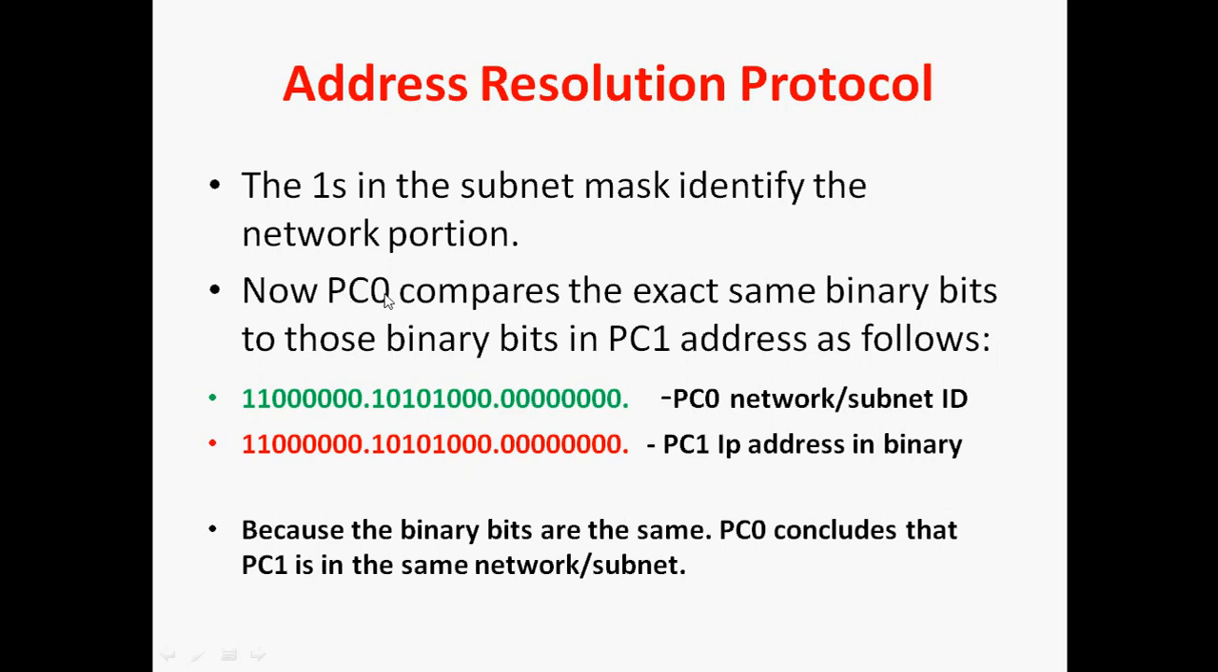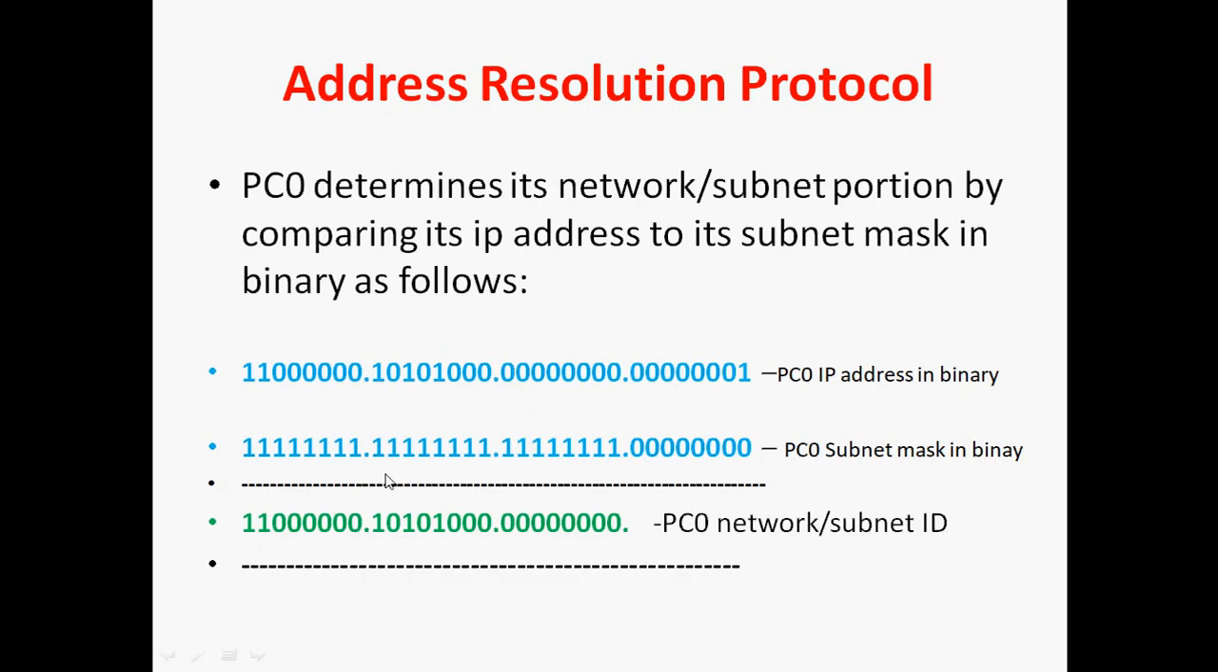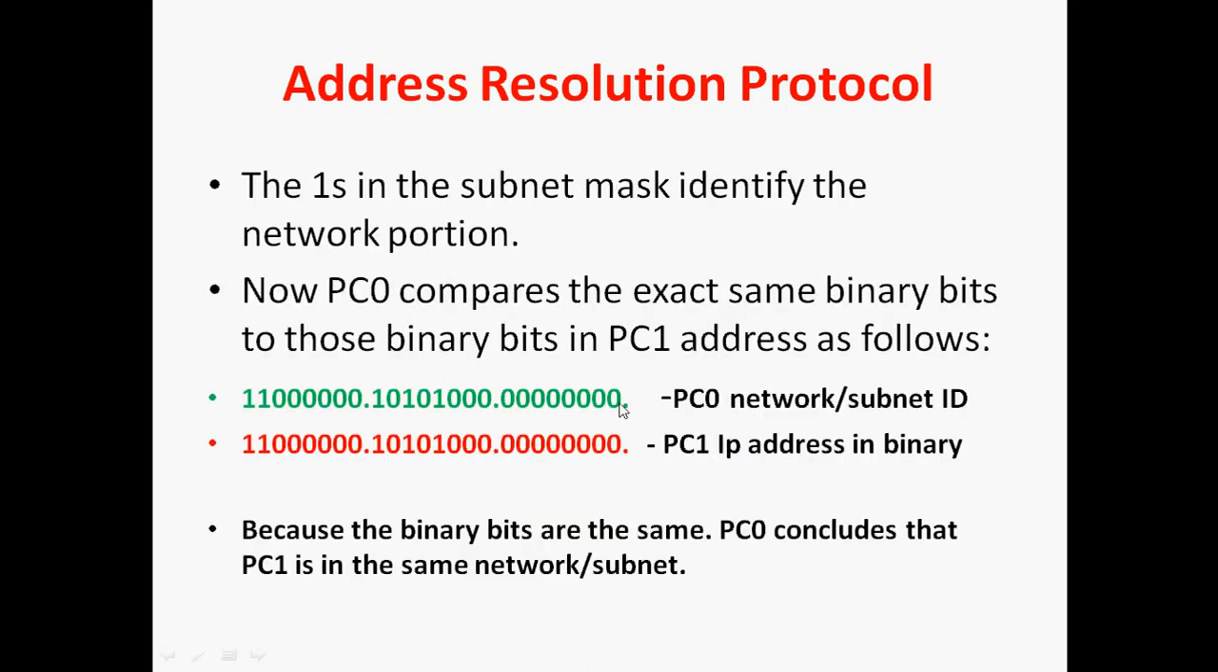Now PC0 compares the exact same binary bits to those binary bits in the PC1 address as follows. So this output, the PC0 network or subnet ID, I will write again here, then the PC1 IP address I will write in binary format. I will compare PC0 and PC1. Here all the 24 bits are matched. So that means PC0 and PC1 come under the same network.